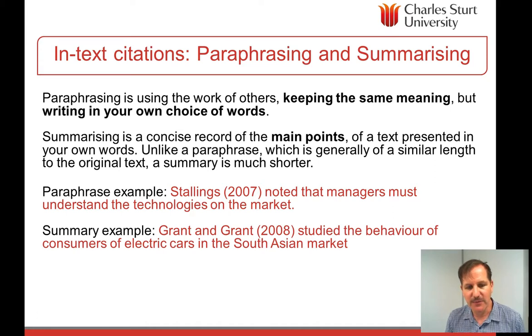So an example of a paraphrase would be Stallings, 2007. Stallings is the author. Noted that managers must understand the technologies on the market. A summary example: Grant and Grant, 2008, studied the behavior of consumers of electric cars in the South Asian market. So a summary is recapitulating the key points of an author. Paraphrasing is taking the key ideas or key points of an author and putting them in your own words. And usually you put things in your own words to give it narrative flow, to make sure that it supports the argument of your particular work.